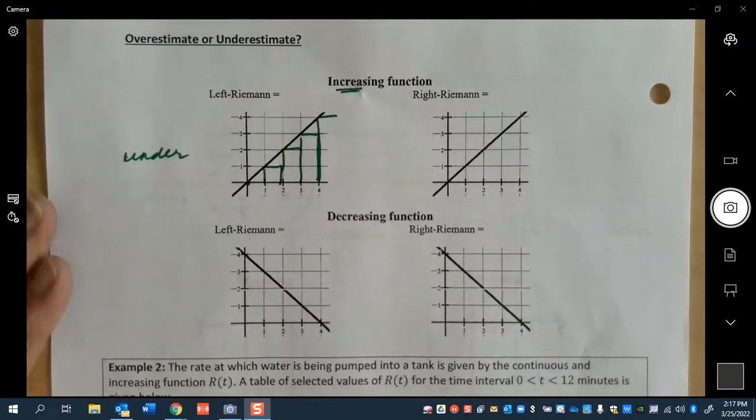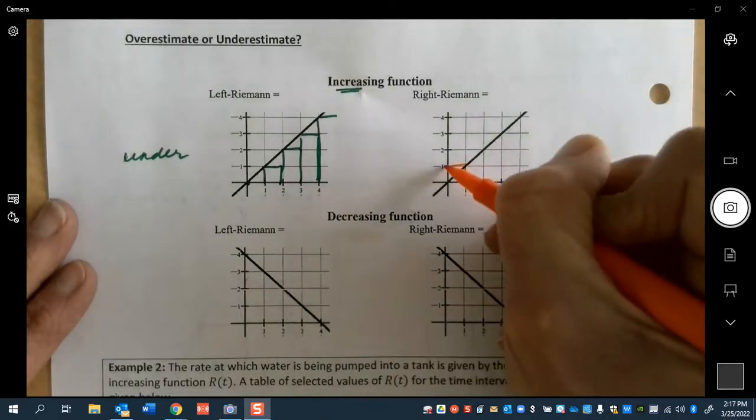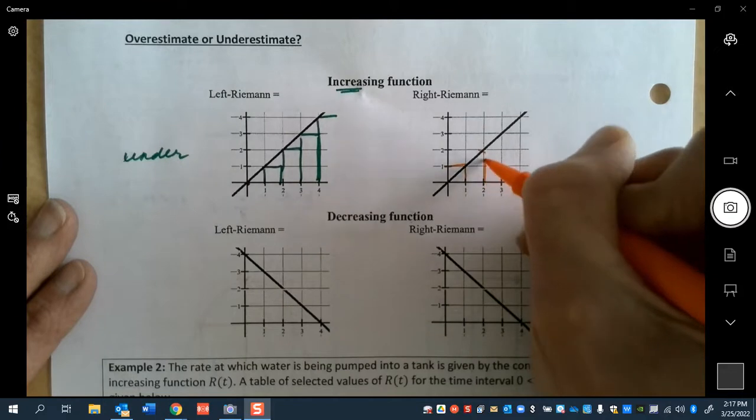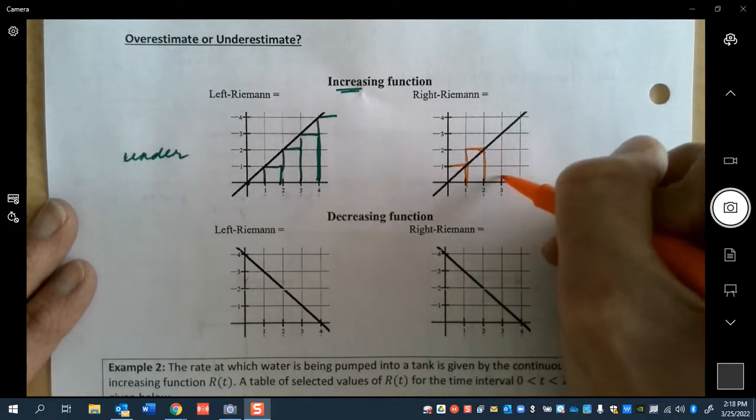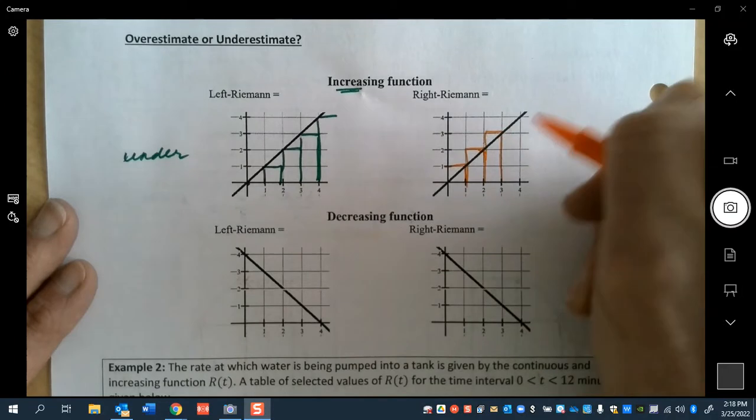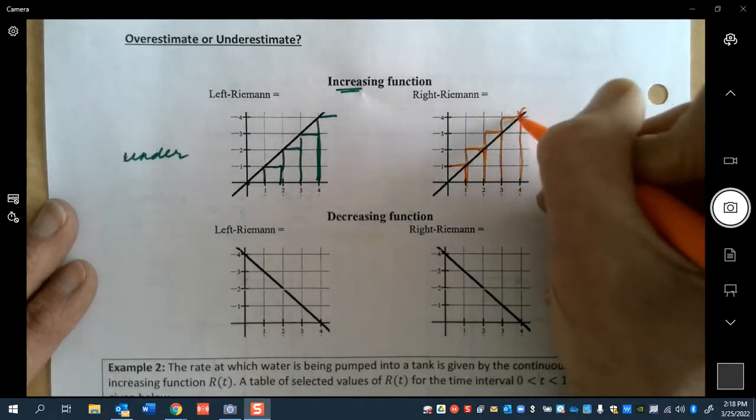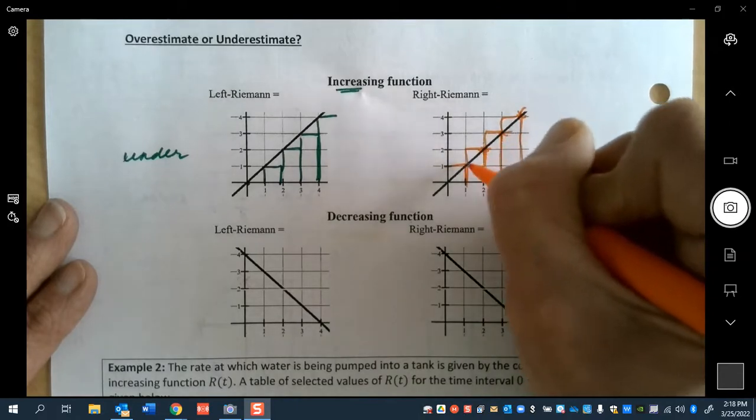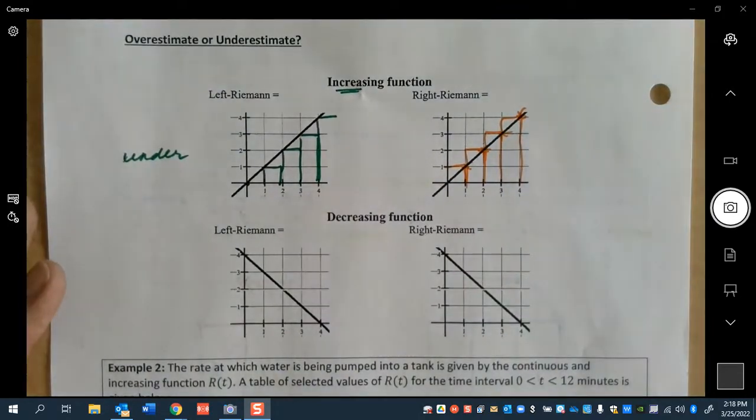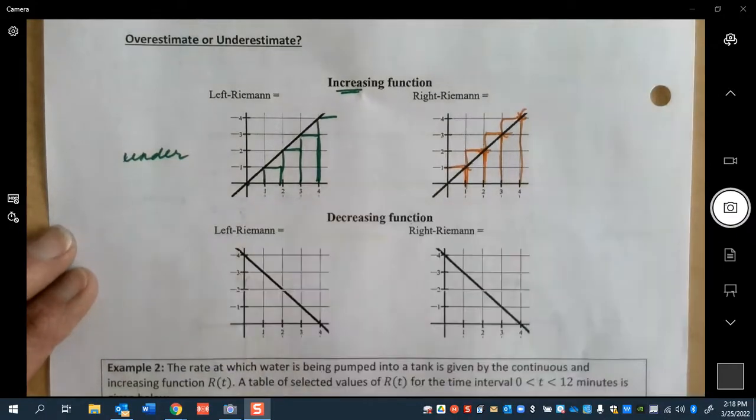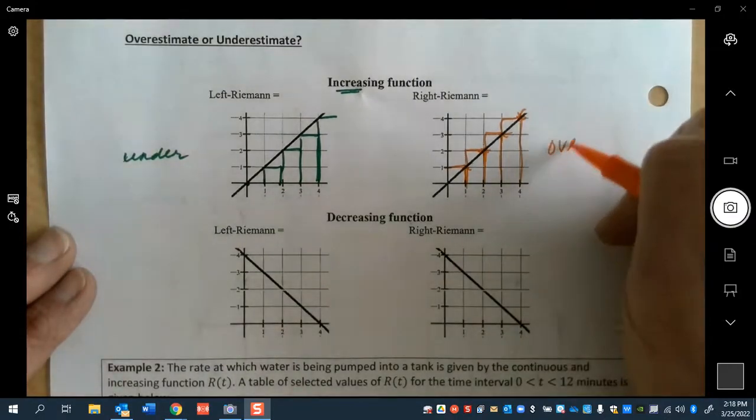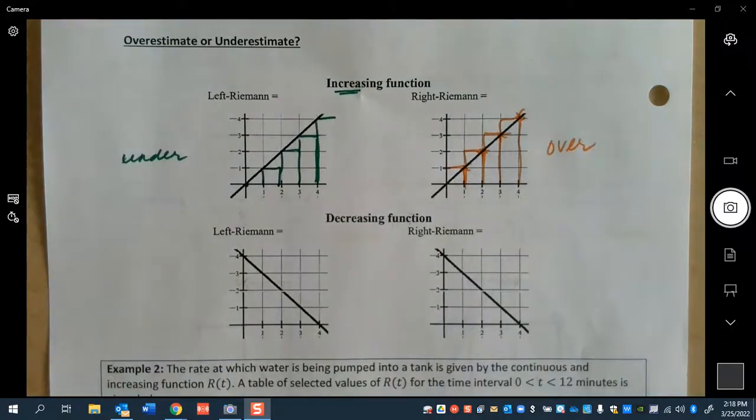It's an underestimate. If I have a right-hand sum where my rectangles... why do I keep saying triangles? Because of all my geometry. If I have a right-hand sum for an increasing function, would you say that is an over or an underestimate? Talk to your partners about the decreasing function and whether a left hand or a right hand is over or under. Go.